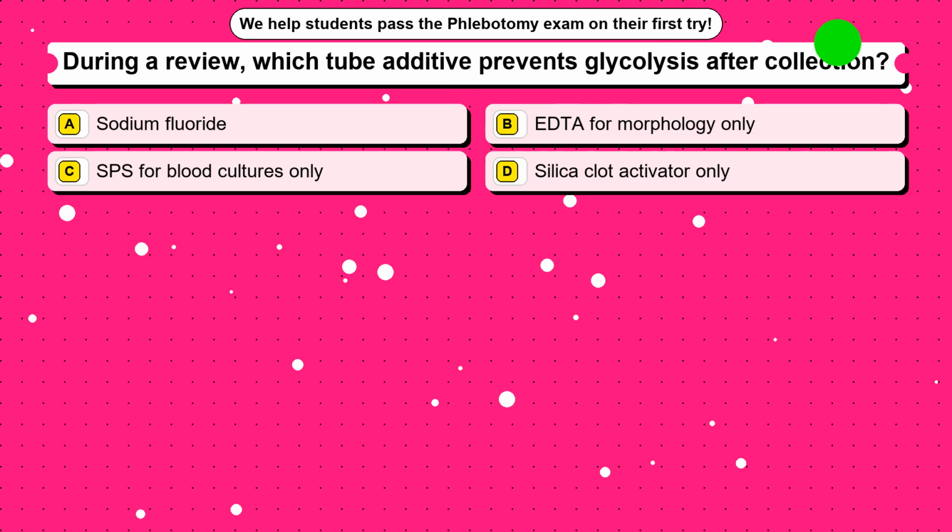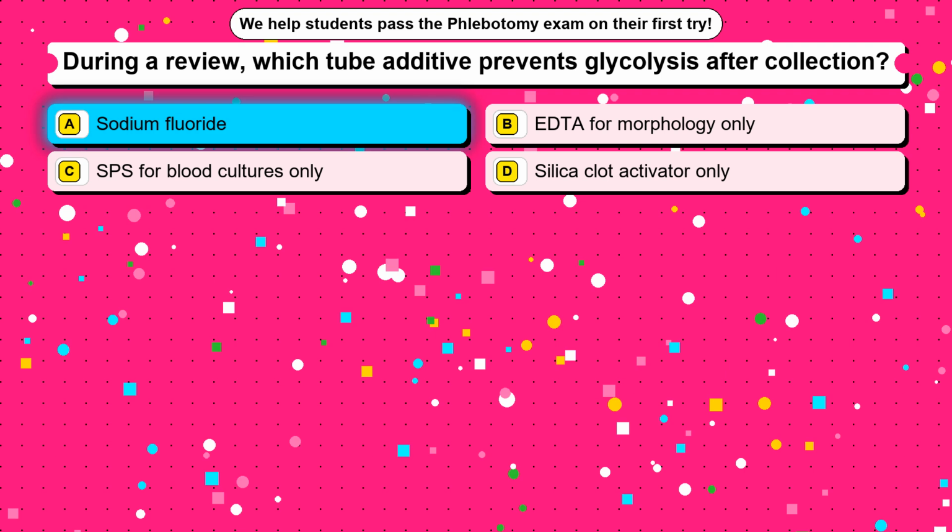Question 13. During a review, which tube additive prevents glycolysis after collection? Option A, sodium fluoride. Option B, EDTA for morphology only. Option C, SBS for blood cultures only. Option D, silica clot activator only.